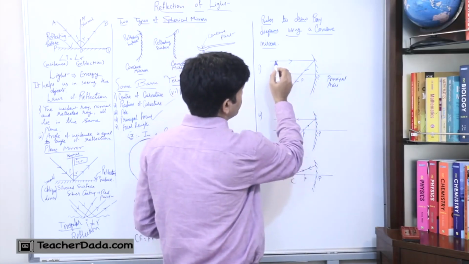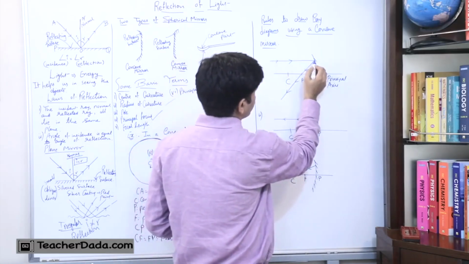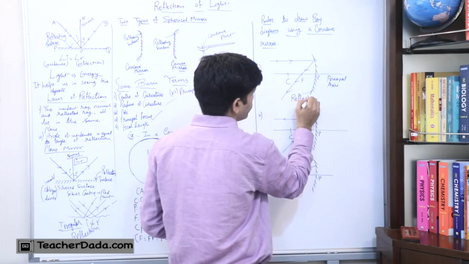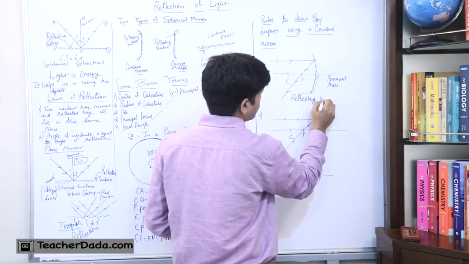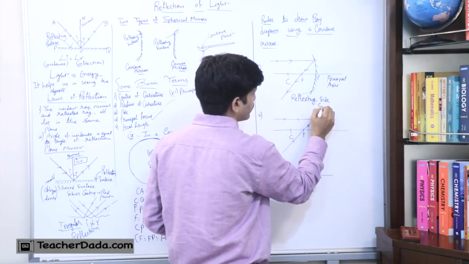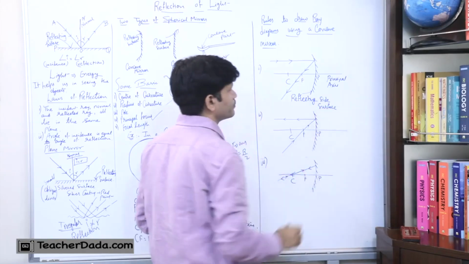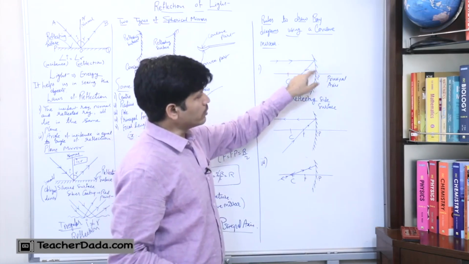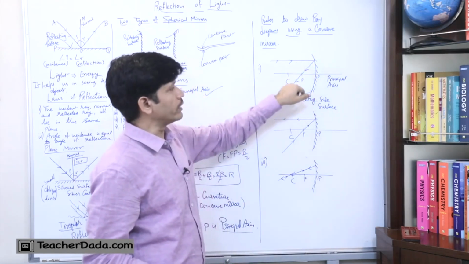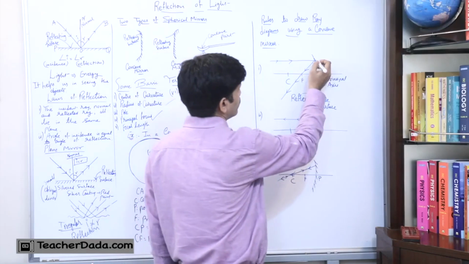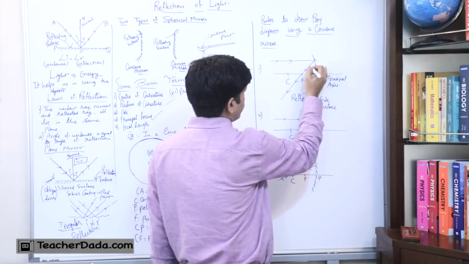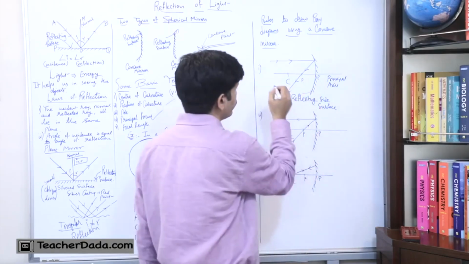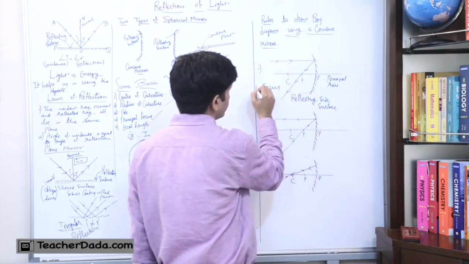Okay, now suppose there is a ray which is coming parallel to the principal axis toward the reflecting side. This side is known as the reflecting side, as I have already mentioned; it is the caved side and it is a reflecting surface. So if a ray of light is coming parallel to the concave side of the concave mirror, what will happen? It will get reflected and it will pass through the point F. Point F is the focus.